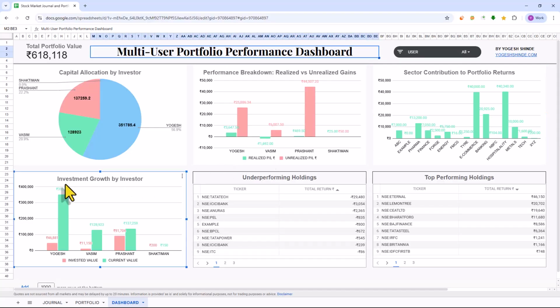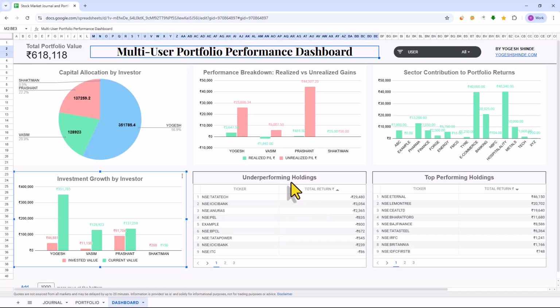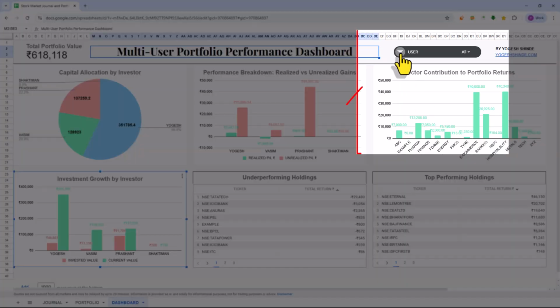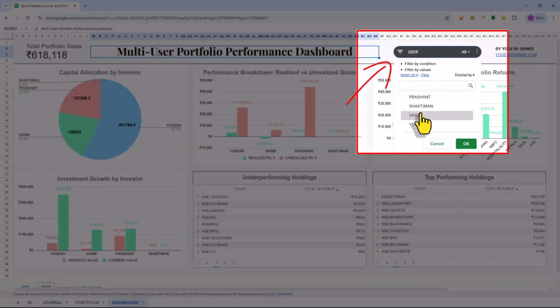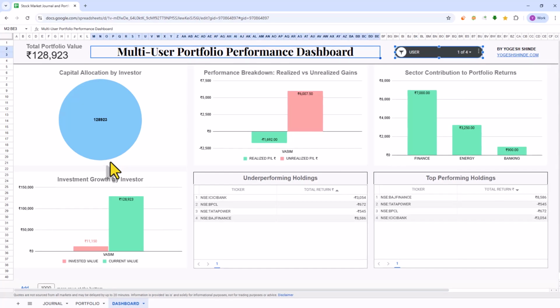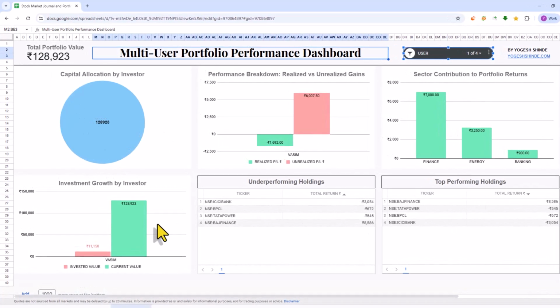And here we have investment growth by investor. Here we can see all the investors, and here we have underperforming holdings and top performing holdings. And the best part of this is that we can filter based on the user. So let's take Wasim and click on OK. Then Wasim can see his total portfolio value and other metrics in this dashboard.